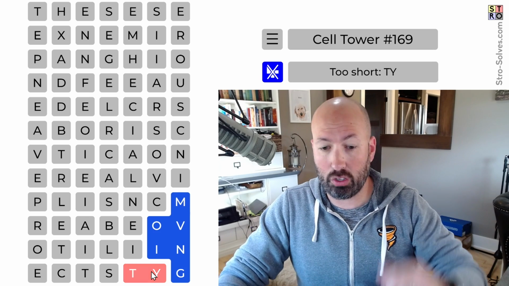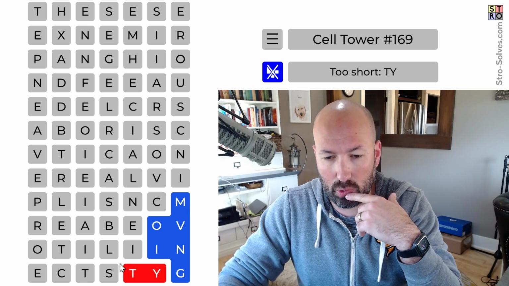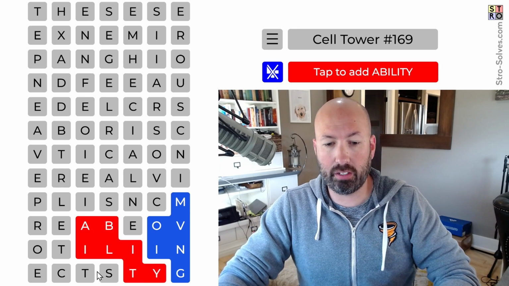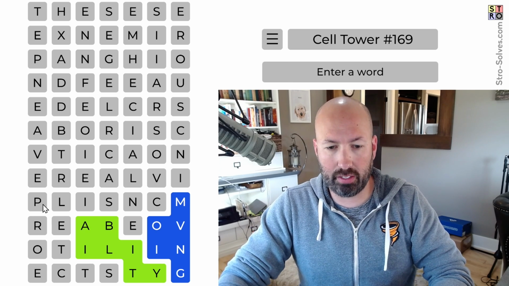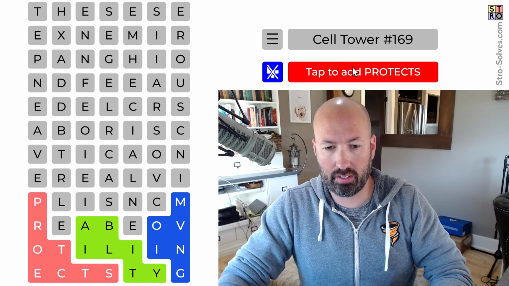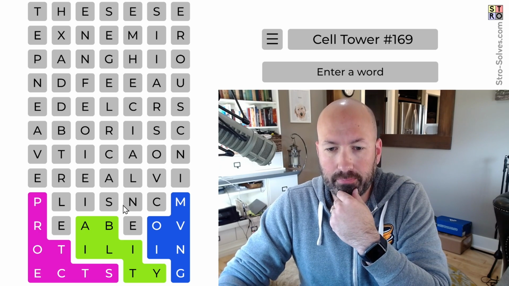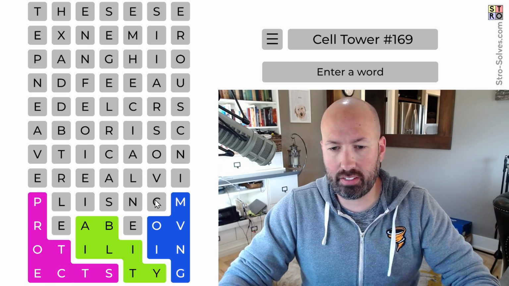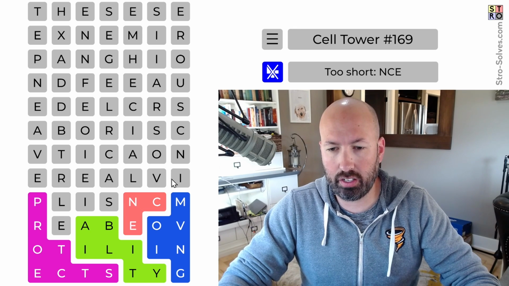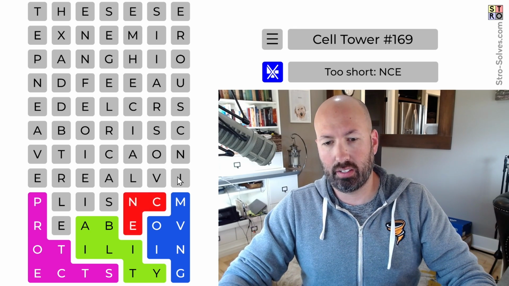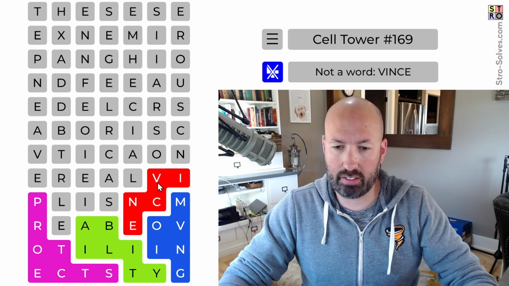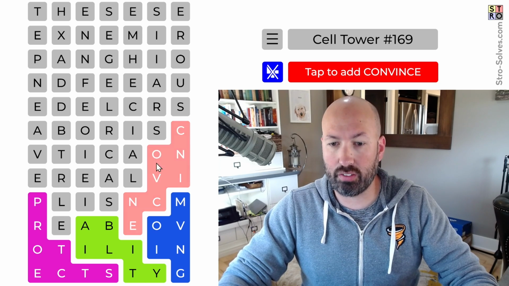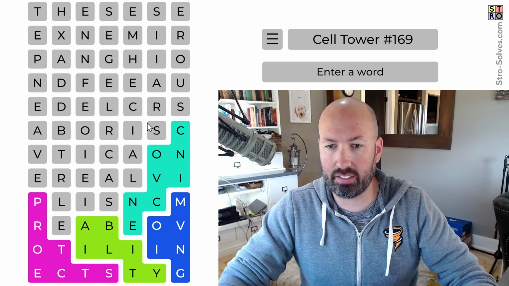This is gonna be something TY, obviously. It could be STY, it could be ITY. Ability. Ability would be good there, and then we'd have protects. Yep, okay, let's do ability and protects. NCE is good, but SNC, we'd almost have to have, I think, the I here, but then convince. I am convinced that that is the answer there.